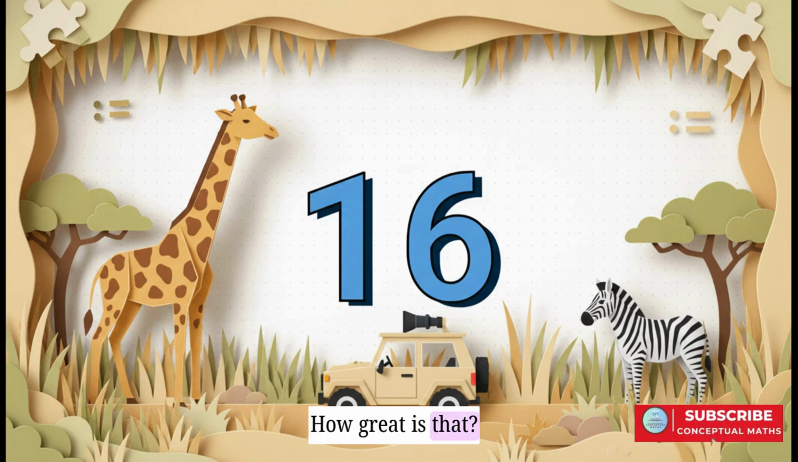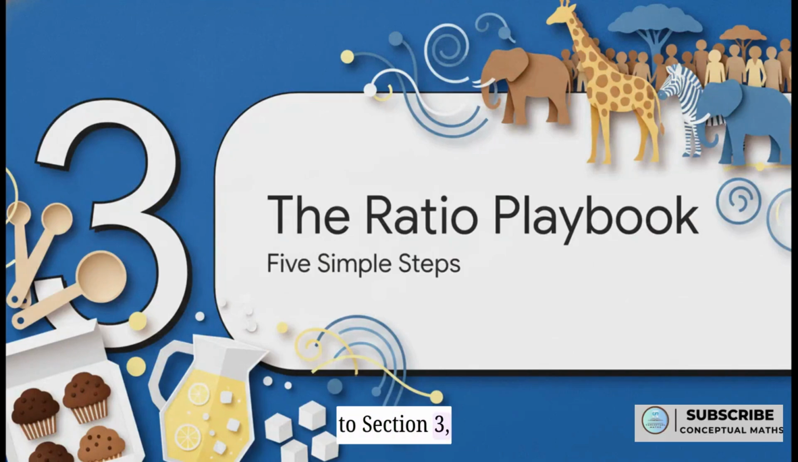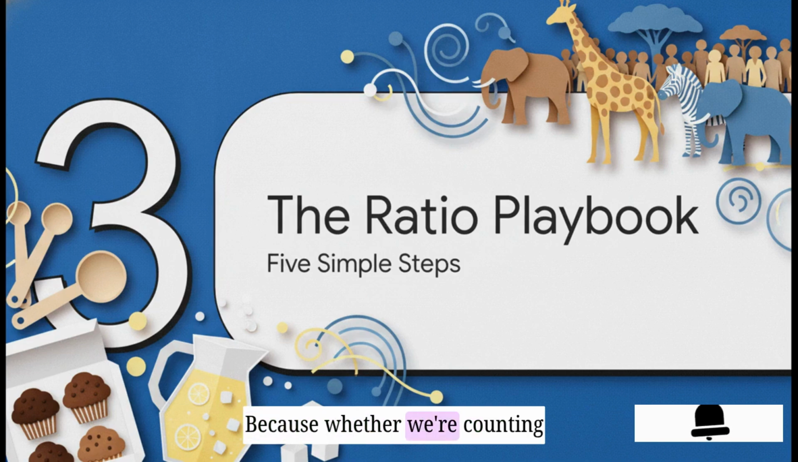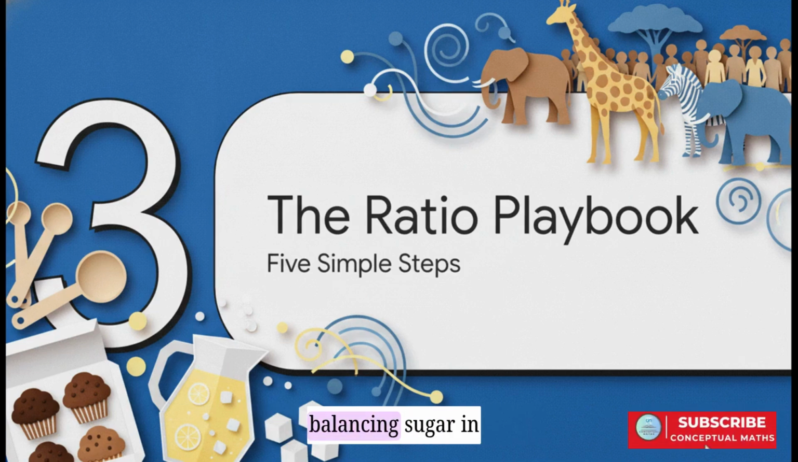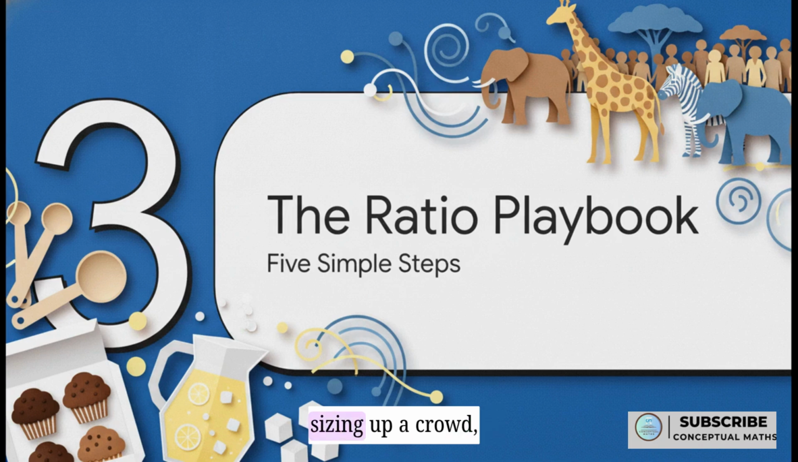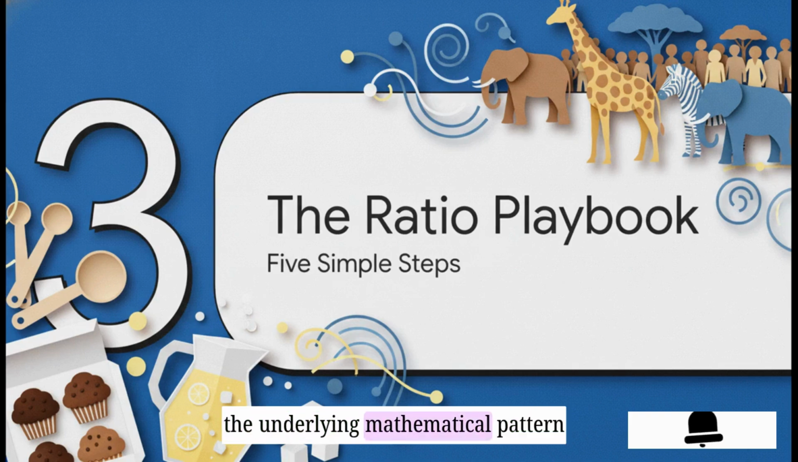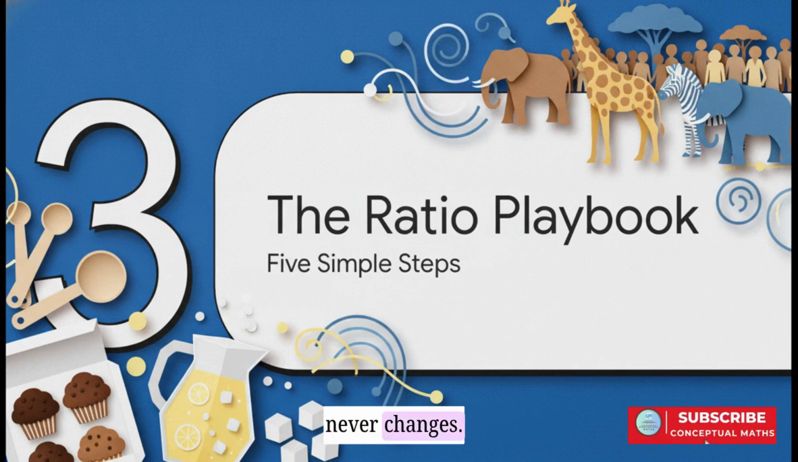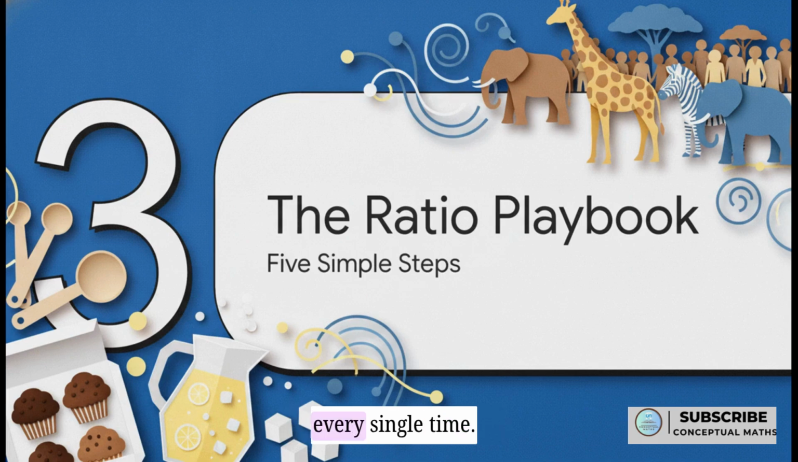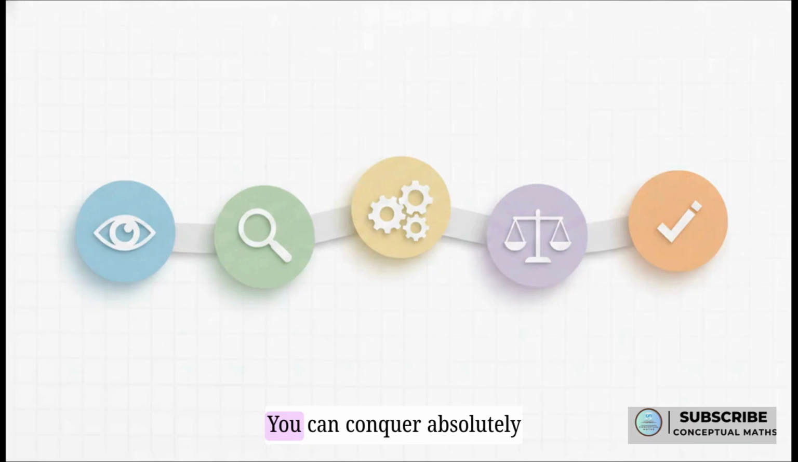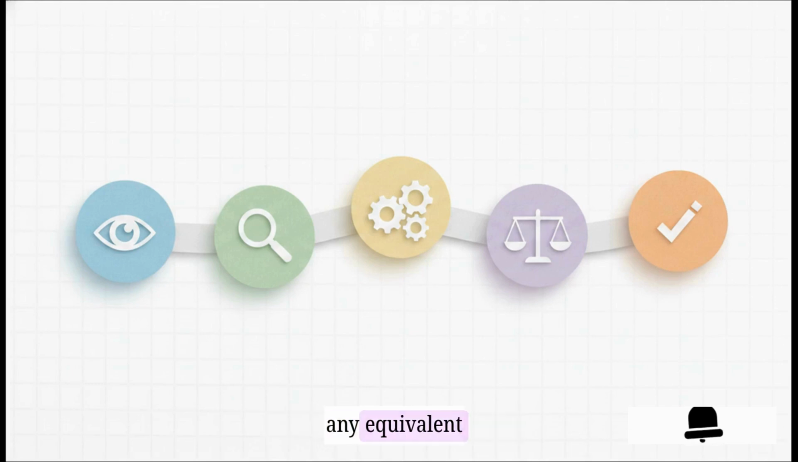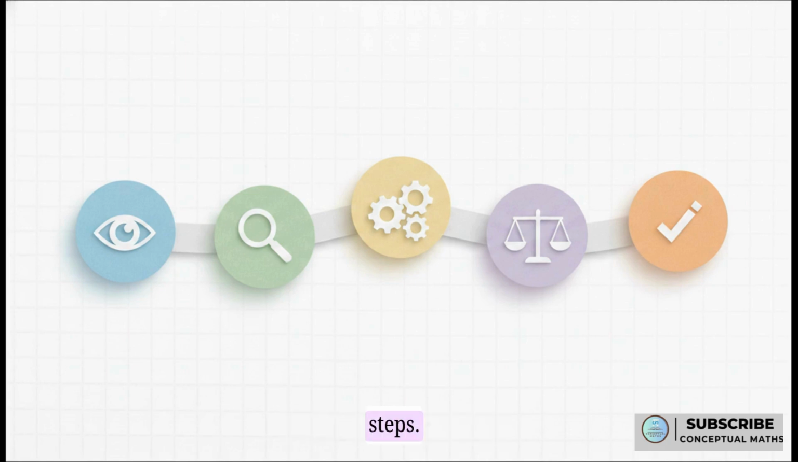How great is that? That brings us to Section 3, the 5-step ratio playbook. Because whether we're counting chocolate muffins, balancing sugar in a pitcher of lemonade, sizing up a crowd, or tracking wild animals, the underlying mathematical pattern never changes. The strategy is identical every single time. You can conquer absolutely any equivalent ratio problem in your daily life by following these 5 simple steps.